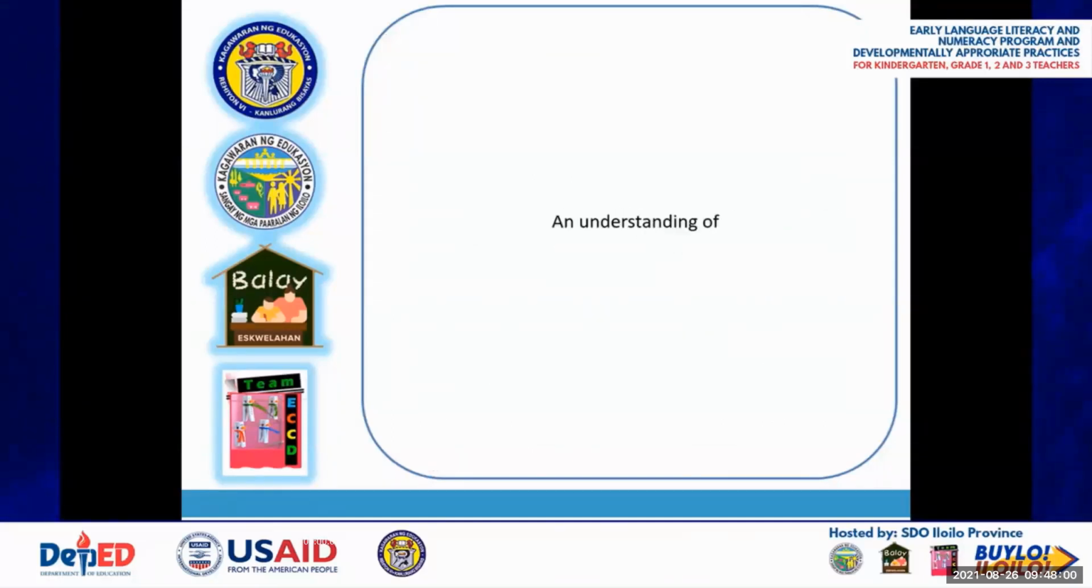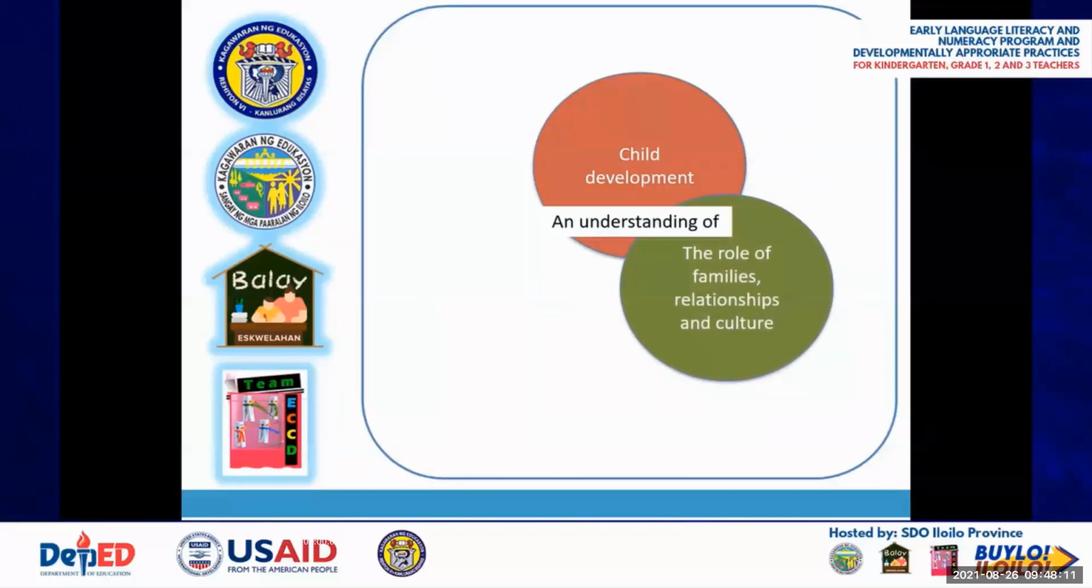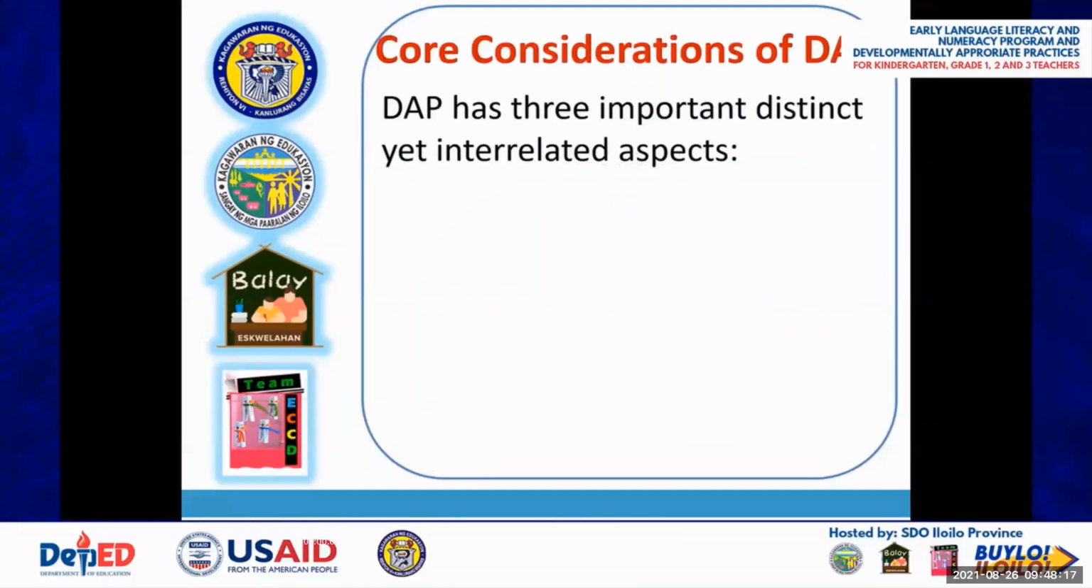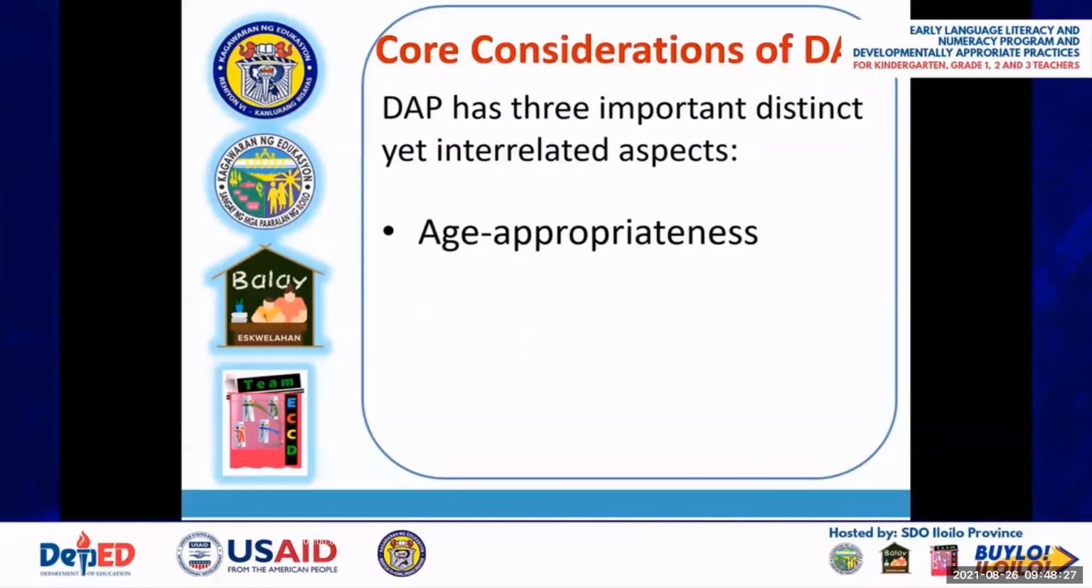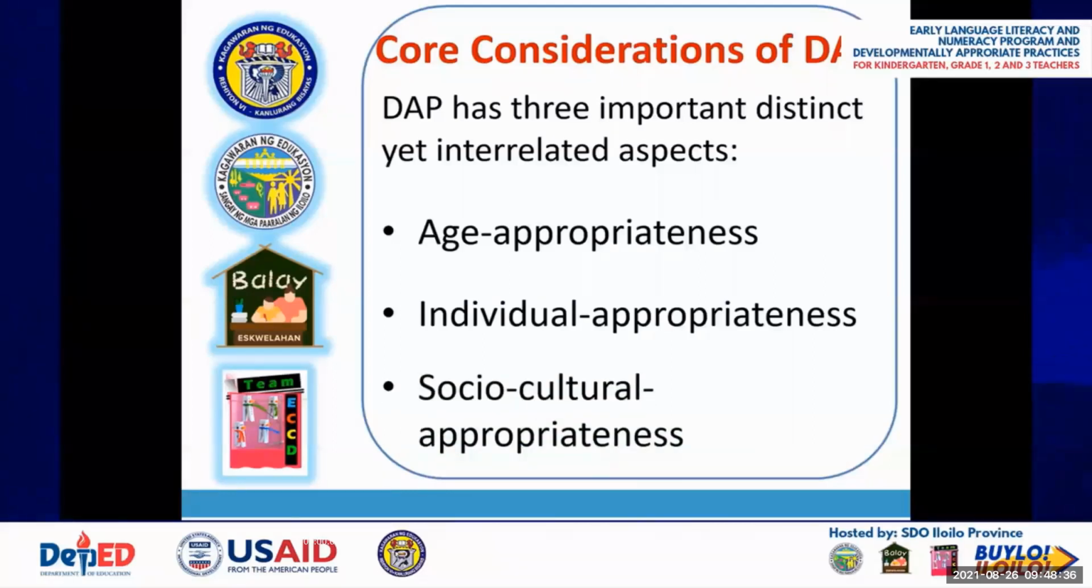DAP is an understanding about child's development, the role of families, relationship and culture, and how children learn best. DAP has 3 core considerations, and these 3 are interrelated with each other. The first one we have age appropriateness. Next we have individual appropriateness. And the last one is the socio-cultural appropriateness.